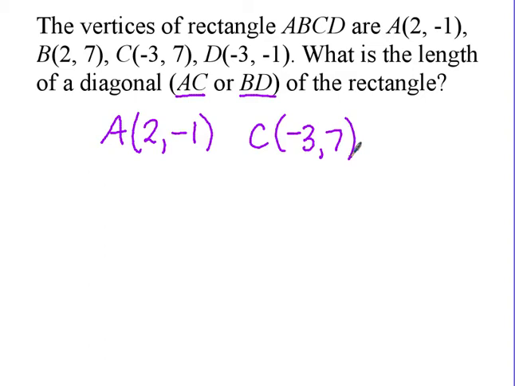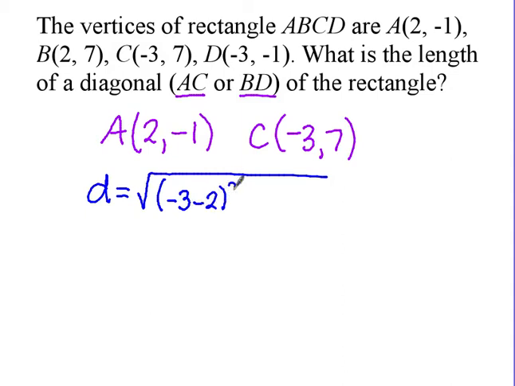Okay, so the important thing is to read through all the problem, see what they're asking, and then in this case all we have to do is apply the distance formula. So distance formula in this case, square root of what minus what? Negative 3 minus 2 squared plus 7 minus negative 1 squared.